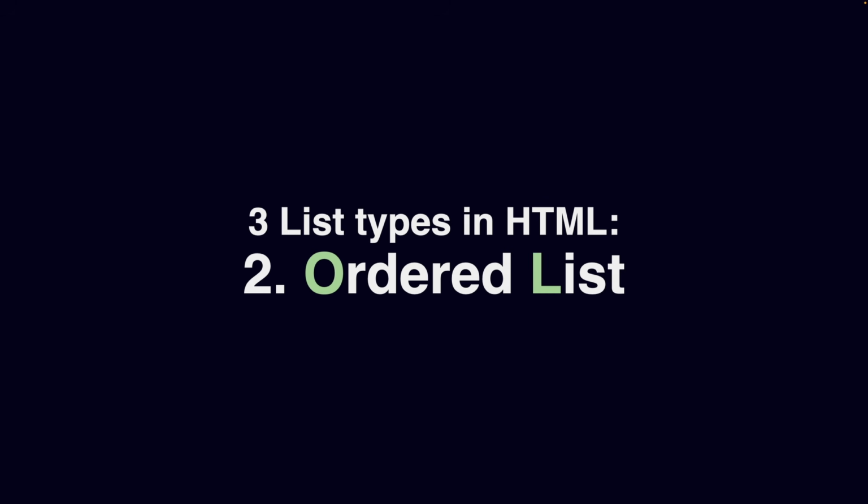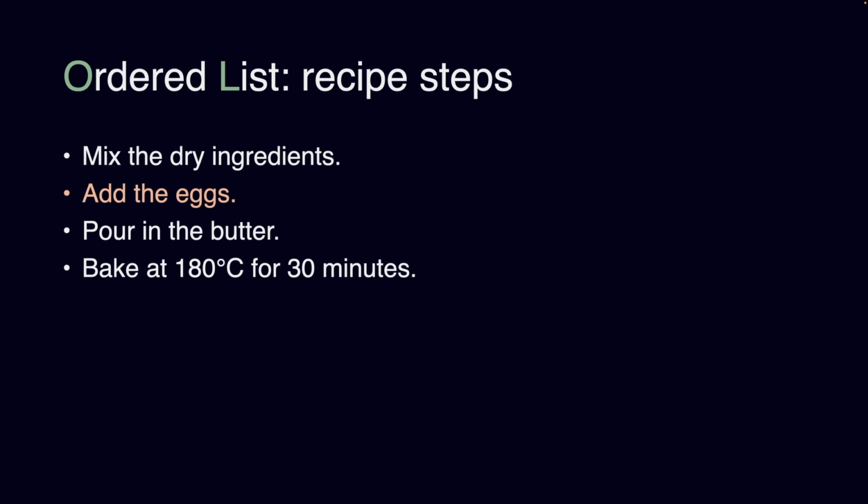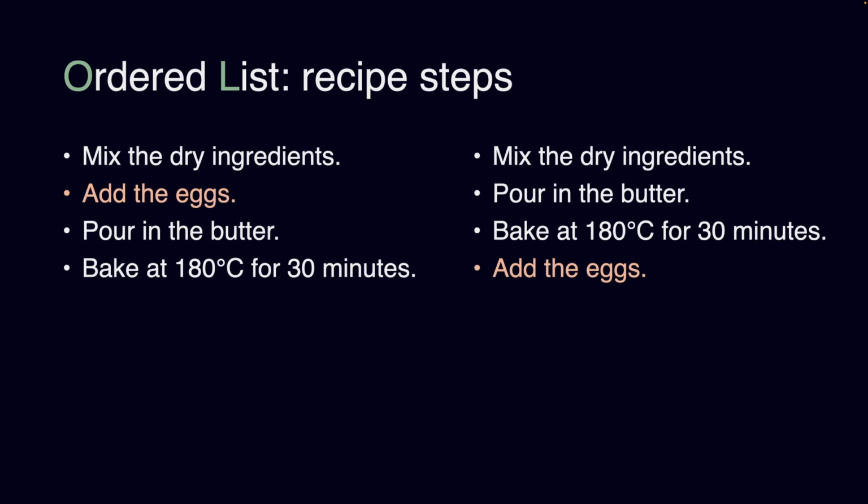The second type of list that we want to learn is ordered list. And this one is an ordered collection of related items. Let's take a look. Now that I have the ingredients for baking the cake, let's see the recipe steps. Here are the 4 steps, and I have highlighted the second one, which is about adding the eggs. Now tell me, if I change the position of this step and move it to the last, will you make the same cake? Does the order matter?